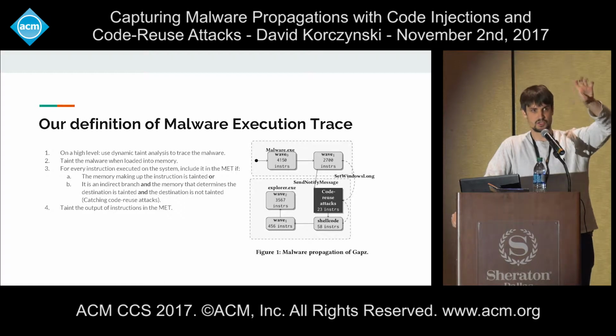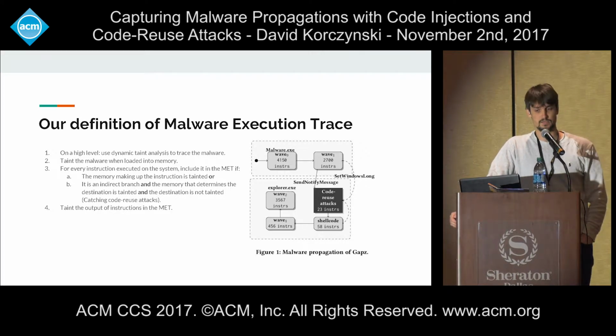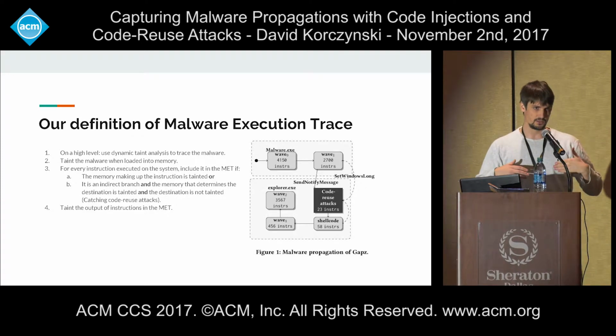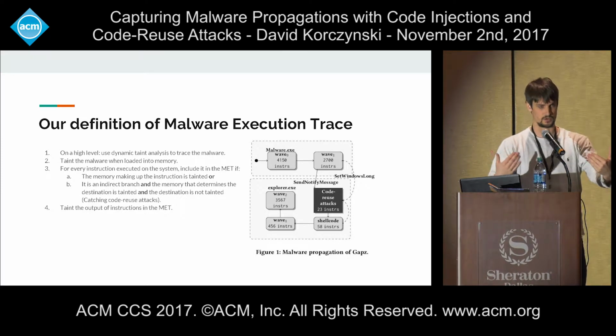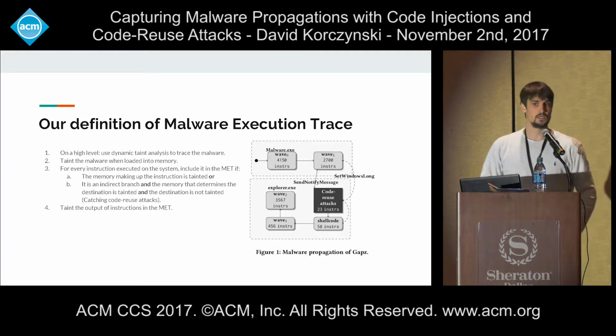And for every instruction executed within your system, you include it in the malware execution trace if the memory making up the instruction is tainted, or it is an indirect branch and the value that determines the destination of the branch is tainted, but the destination itself is not tainted. In this way, you can capture all these code reuse gadgets and so on.